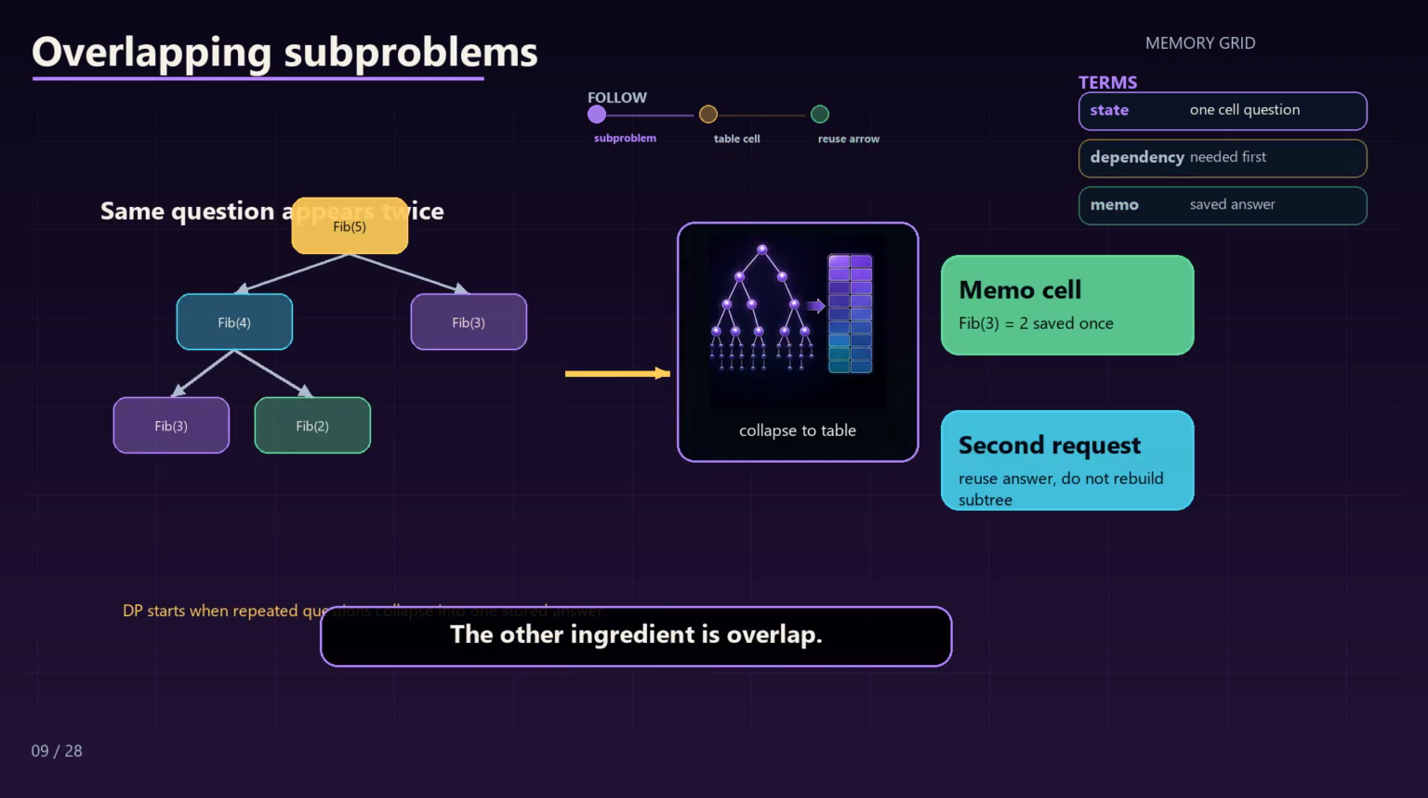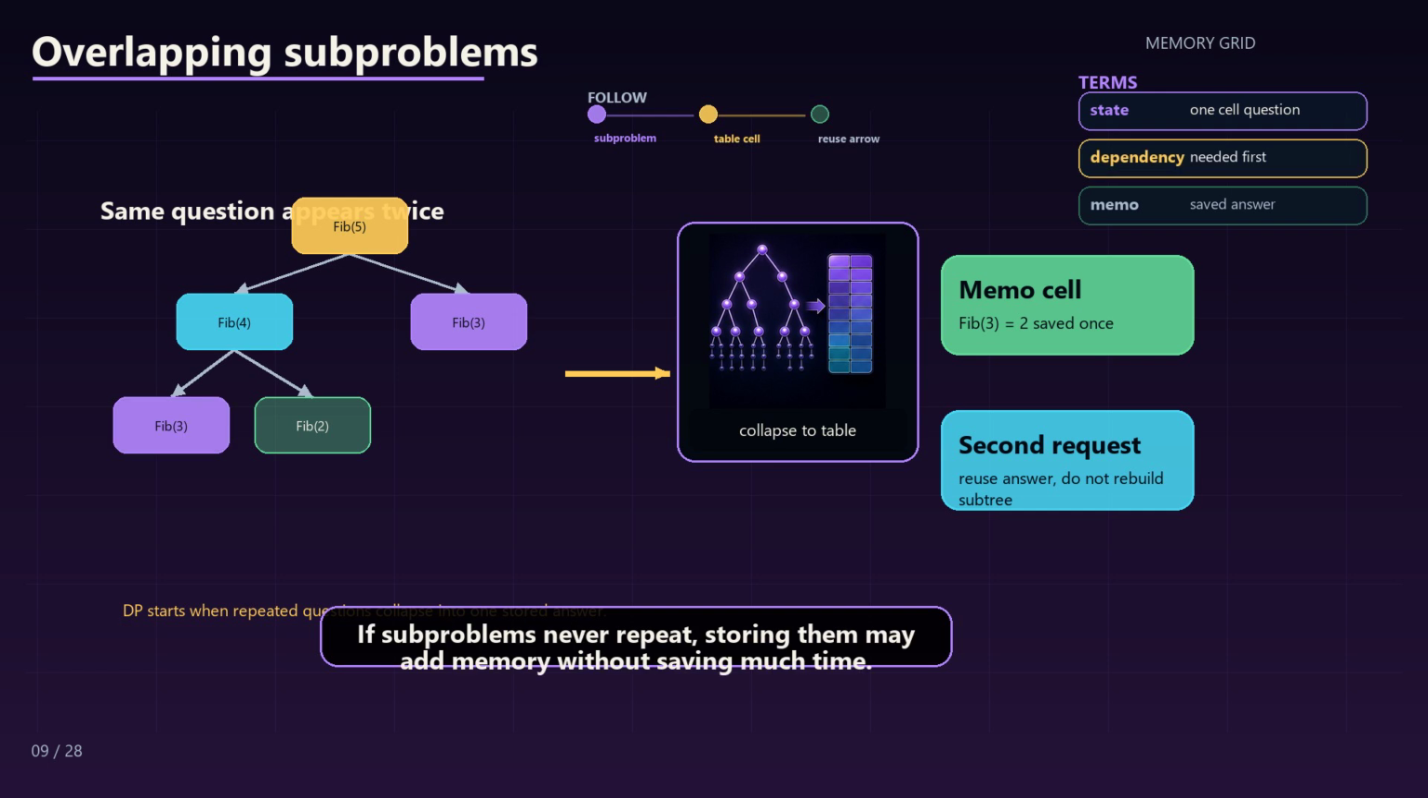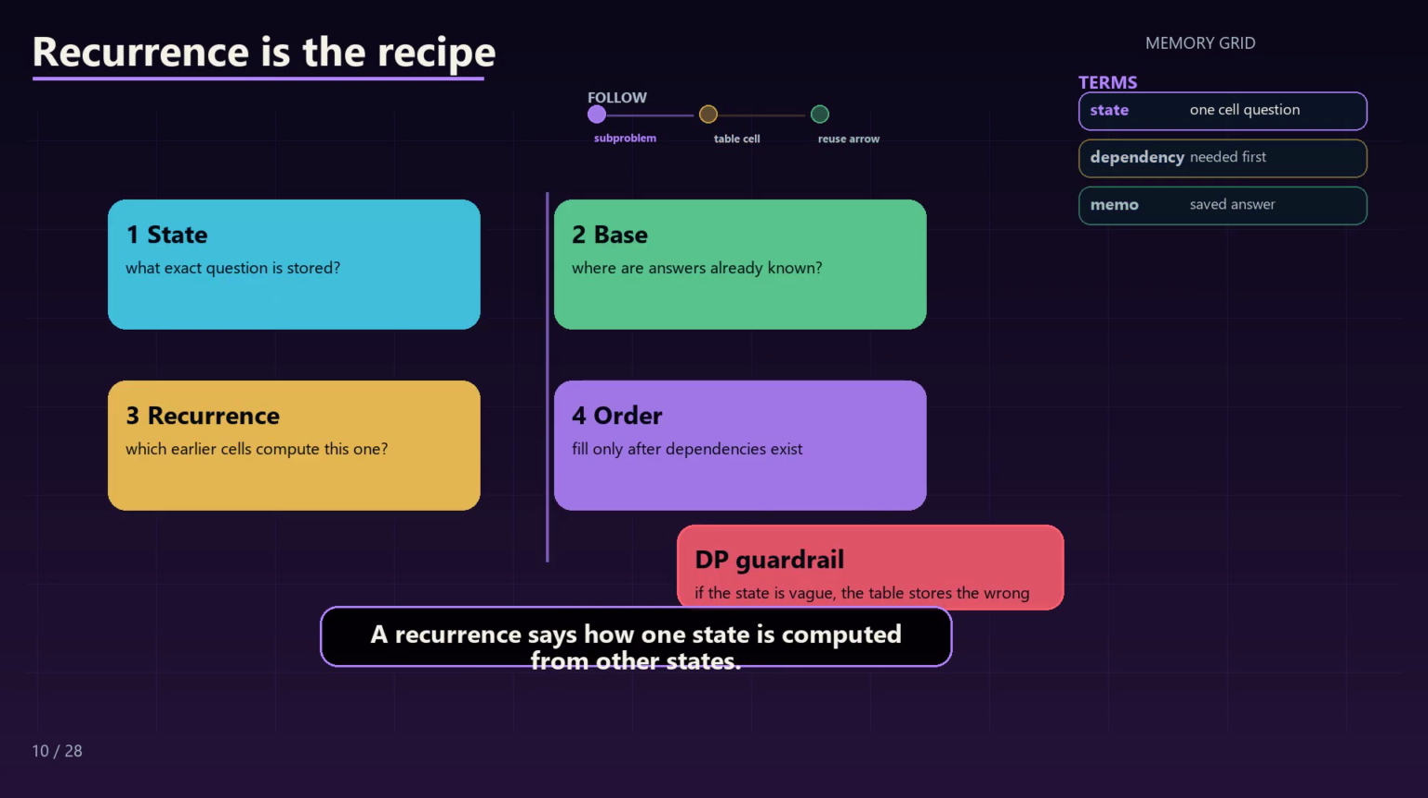The other ingredient is overlap. If subproblems never repeat, storing them may add memory without saving much time. If they do repeat, every duplicate branch is pain until memory turns it into one saved cell. A recurrence says how one state is computed from other states. In DP, the recurrence is the recipe the table will execute.